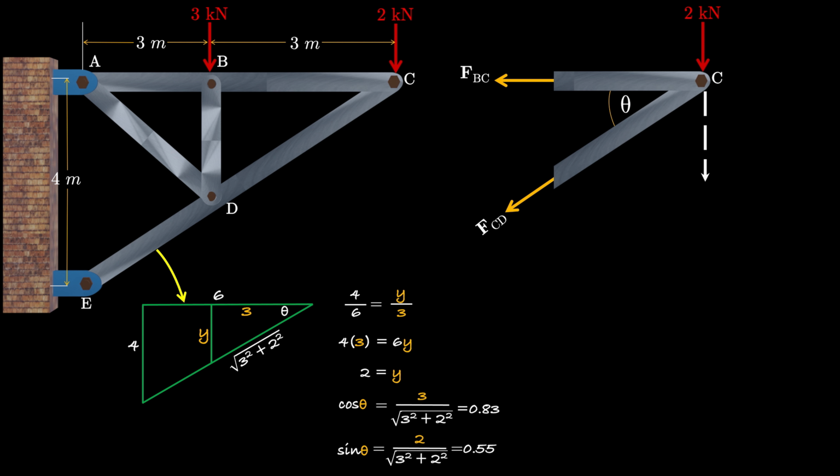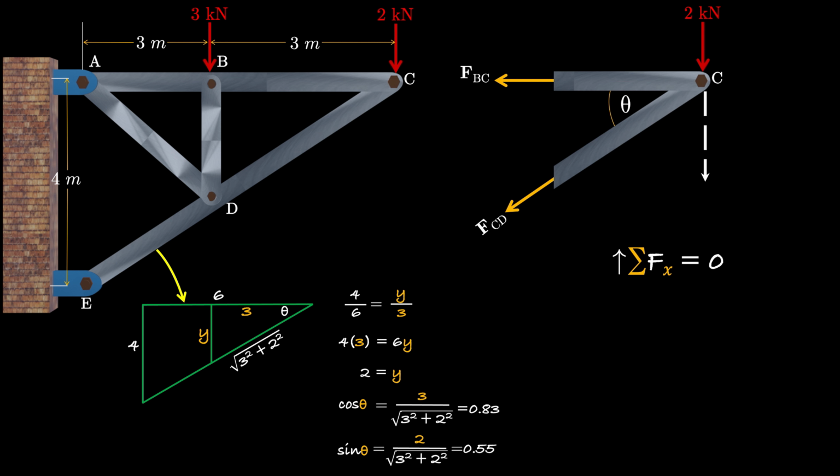Now that we have everything we need, we're going to use the static equilibrium equation to determine the value of FBC and FCD. We're going to start by resolving along the y-axis, and I'm going to take my upwards as positive. We have a force which is acting along the x-axis but in the downward direction, which is 2 kilonewtons. So I'm going to say minus 2.